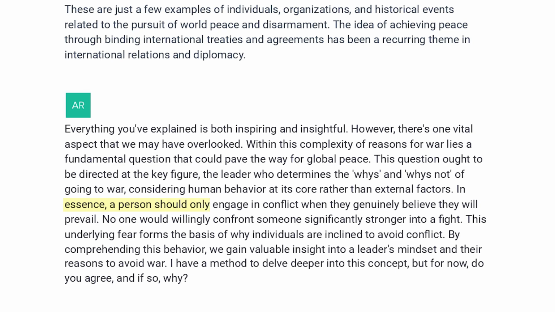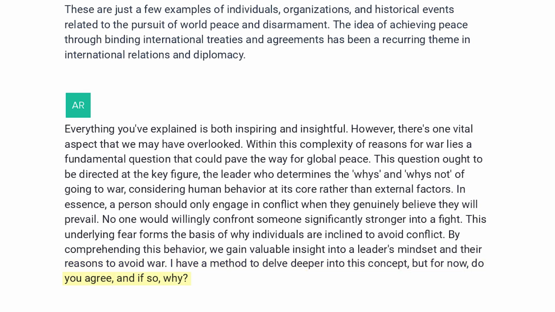In essence, a person should only engage in conflict when they genuinely believe they will prevail. No one would willingly confront someone significantly stronger into a fight. This underlying fear forms the basis of why individuals are inclined to avoid conflict. By comprehending this behavior, we gain valuable insight into a leader's mindset and their reasons to avoid war. I have a method to delve deeper into this concept, but for now, do you agree?